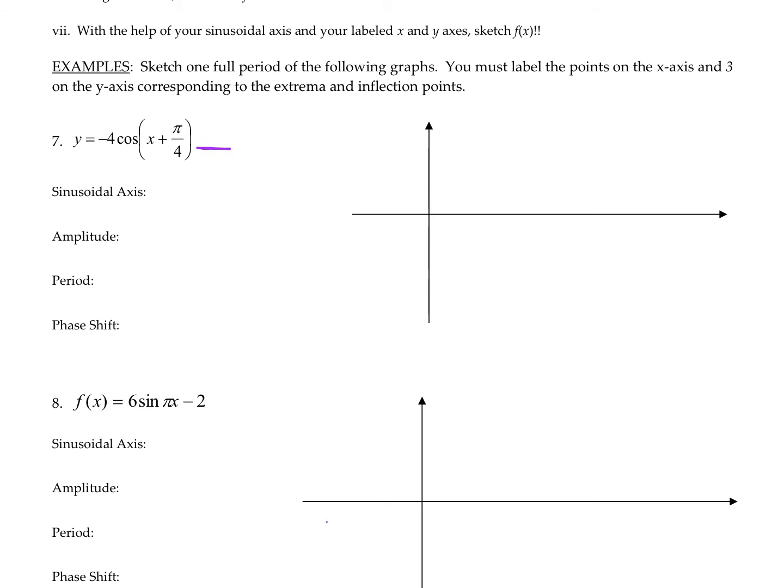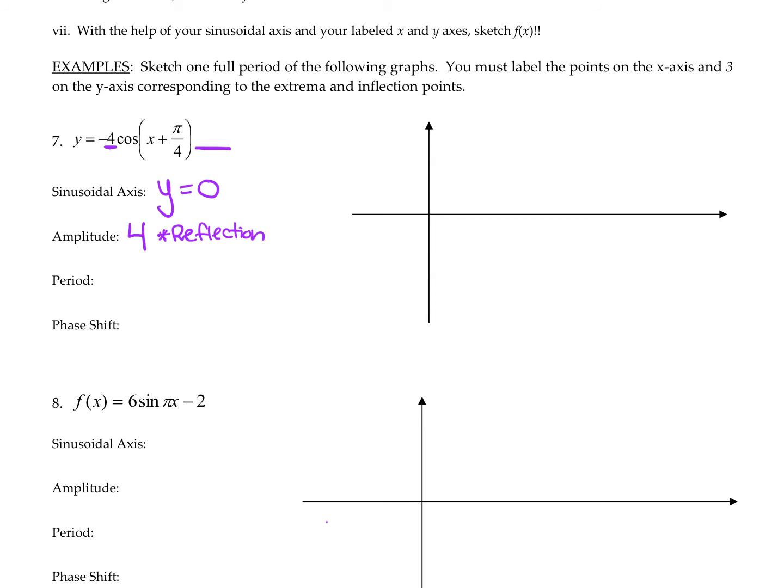I don't have anything added or subtracted to my function, so my sinusoidal axis, or the middle of my graph, will be at y equals 0. The amplitude is the value in front, my a value, and it's always positive, so it's going to be 4. The -4 means there's going to be a reflection, so I'm just going to make a little note of that. You do not have to write that. It just helps me remember to reflect my graph.